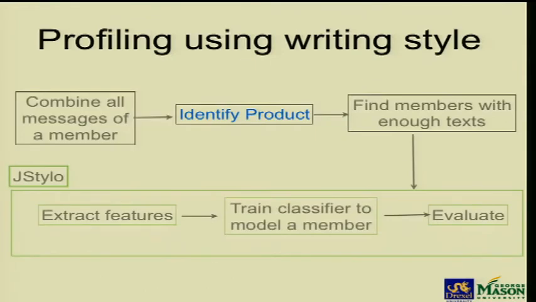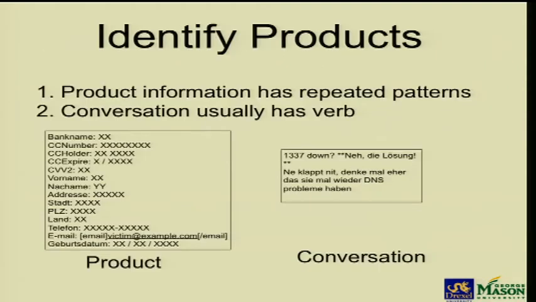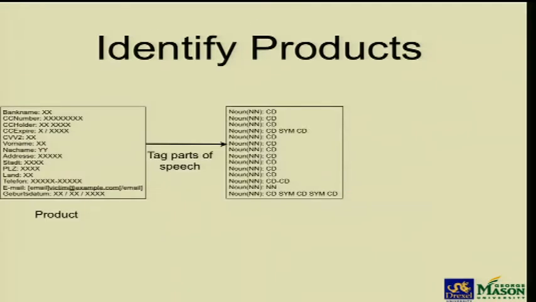So we created a very simplistic product identifier to identify the product information and separate it from conversation so that we can build a better model of each user's writing style. Our product identifier is based on two very simple observations. The first one is that the product information has a very repeated pattern. And the second one is that conversation usually always has a verb. So based on this, we wrote this product detector.